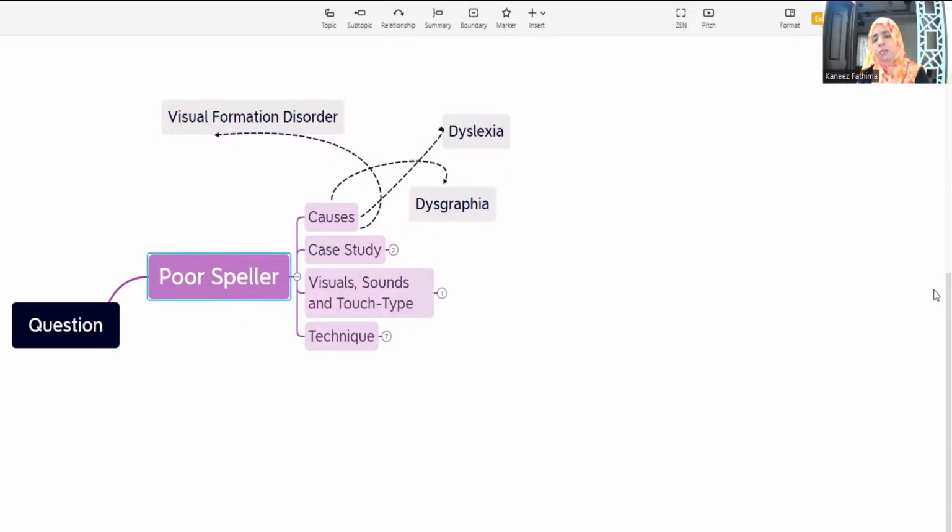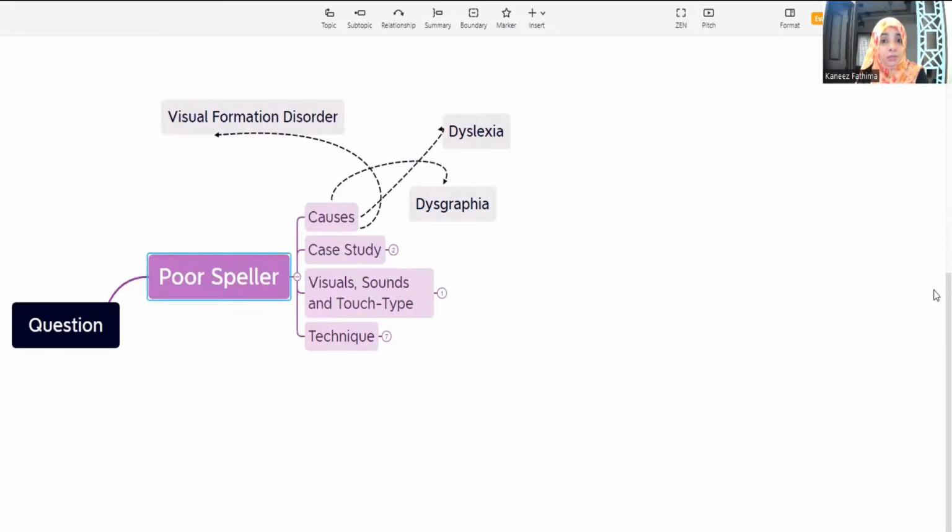There are multiple reasons, but three main causes I can say: one is dyslexia or dysgraphia, or maybe visual formation disorder. So this particular technique is for both dyslexia and visual formation disorder. Whoever is facing both of these issues, the technique that I'm going to use will be helpful for both of them.